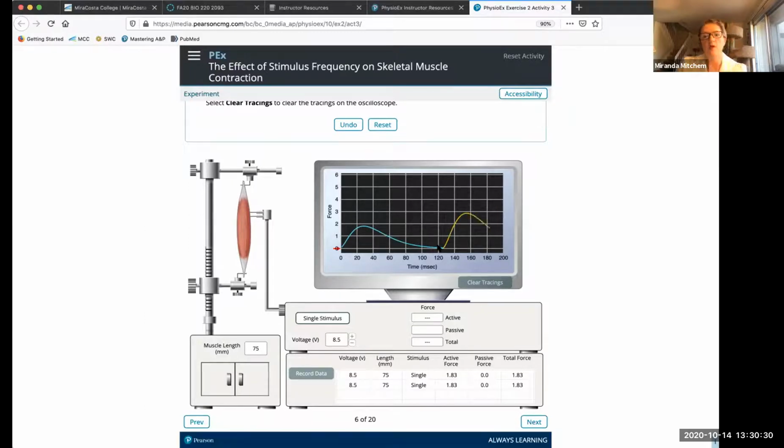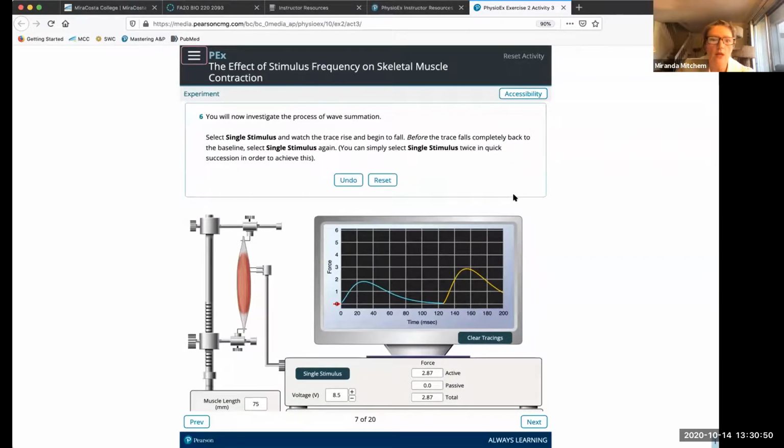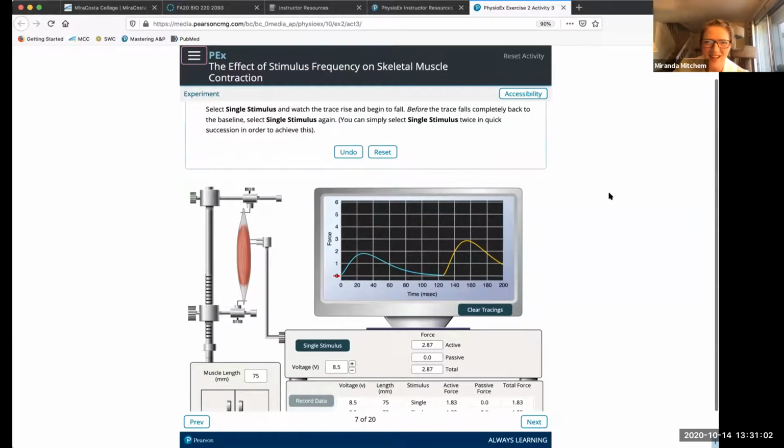There we go. So notice the second twitch was bigger. Sorry about that, I didn't do the timing right. But because that second stimulus came in before the end of the cycle here, we got a bigger response. Let's record our data and next. All right, so now we're going to start to look at summation, which is something we talked about in chapter 12. We've got different types of summation. So let's go ahead and take a look at what that is.